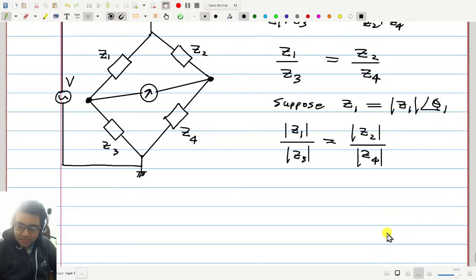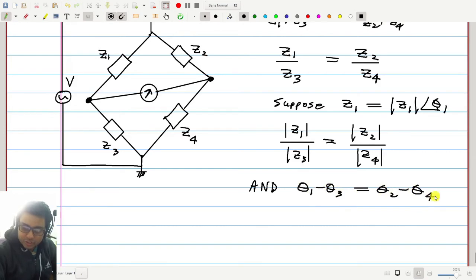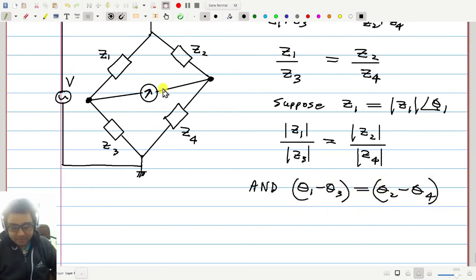Z2 by Z4 magnitudes, and simultaneously, what else? How about theta? What will be the angle of the left side in this equation? Theta 1 minus theta 3, good, equal to theta 2 minus theta 4. So these two equations are to be satisfied together, then only the bridge can be balanced. If either of them is not satisfied, then the bridge cannot be balanced.